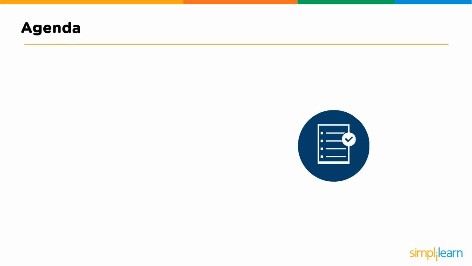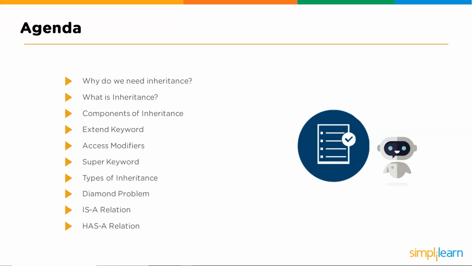This agenda is on inheritance. Why do we need inheritance? What is inheritance? Components of inheritance, the extend keyword, access modifiers, super keyword, types of inheritance, the diamond problem, is a relation, and has a relation.